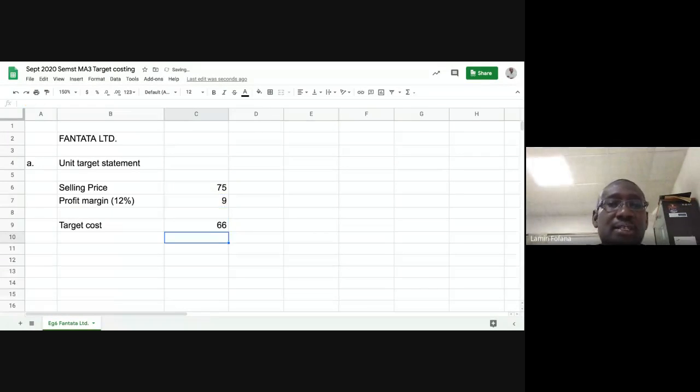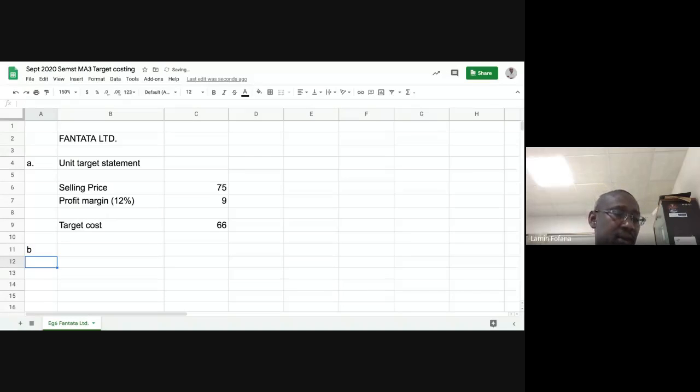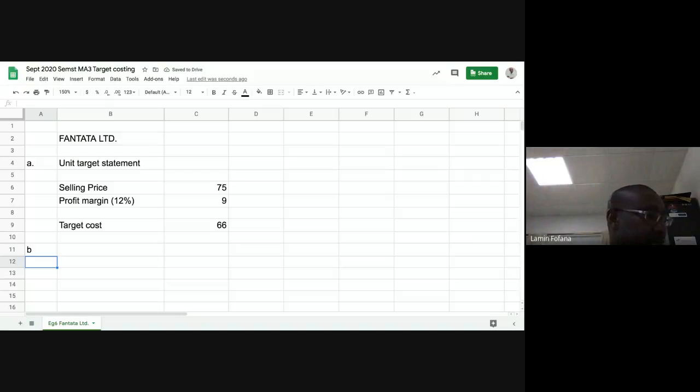Okay, so you enter. So once you enter, we have our target cost of £66. Okay, so we are done with A. So B, what do we have to do in B? B, we have to calculate our cost gap.